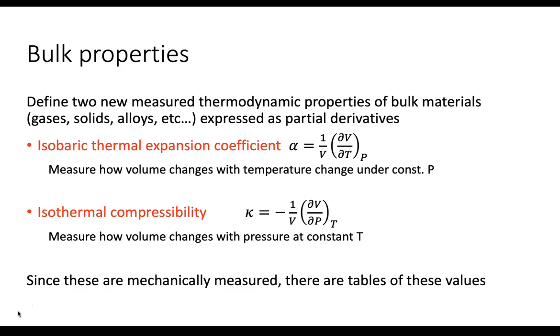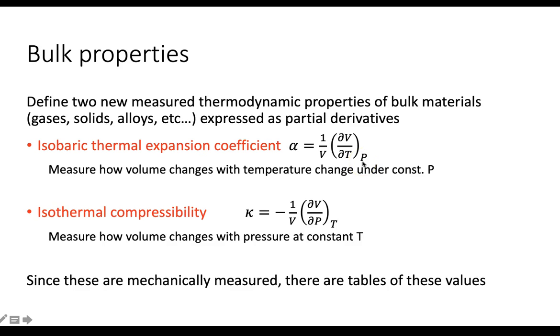Oftentimes it's something you would use in engineering. We're going to express them as partial derivatives. So we have the isobaric thermal volumetric expansion coefficient, but I think it's easiest to just say alpha. It comes out to be 1 over V times the partial of V with respect to T at constant pressure.